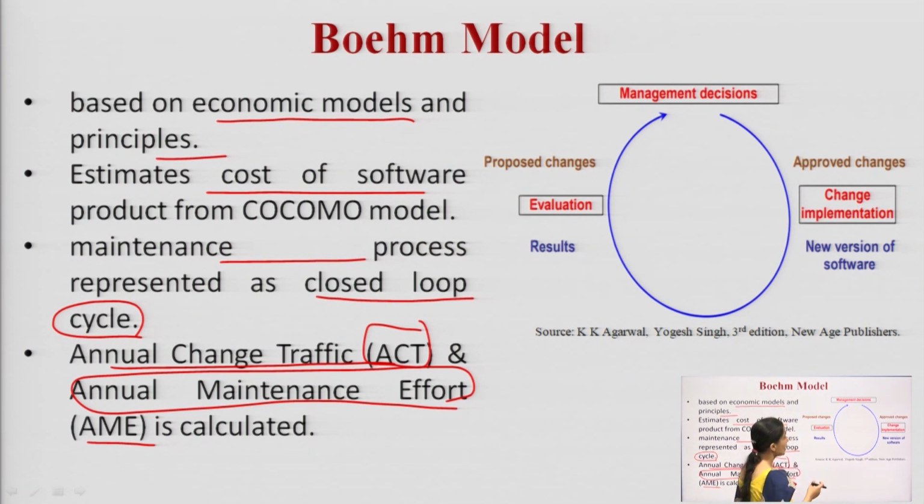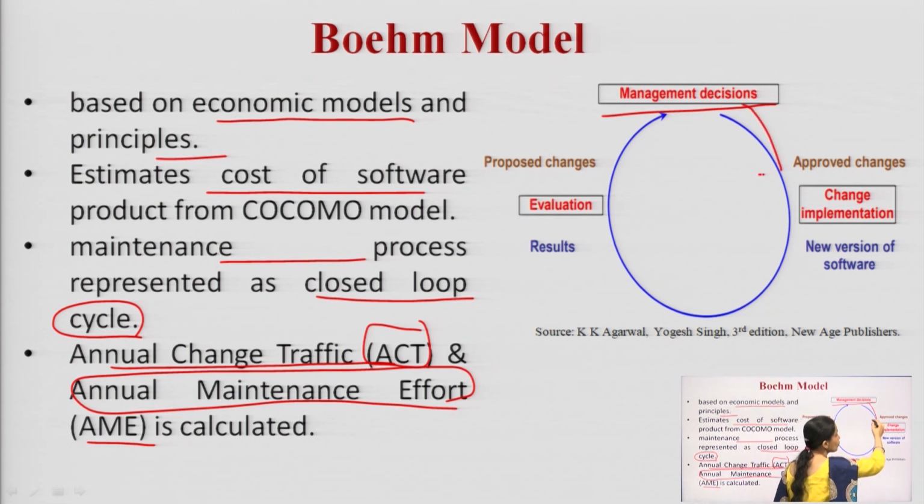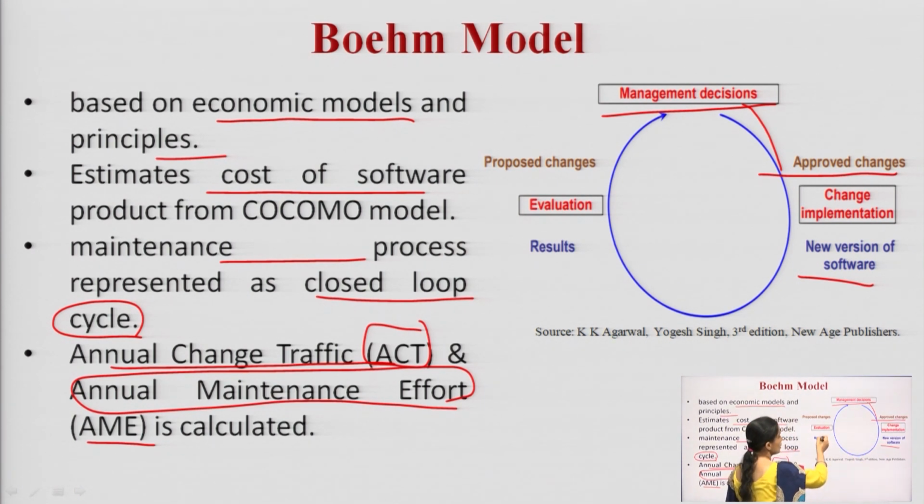So, see here, the management will decide everything, whatever changes we want to do. So, these changes are approved by the management. Once they are approved, now we have changes in my code. That means I am having the change implementation. So, after I have done the change in my code, I have the new version of software. Then with the new version of software, the results are evaluated against the proposed changes, and the results are predicted.